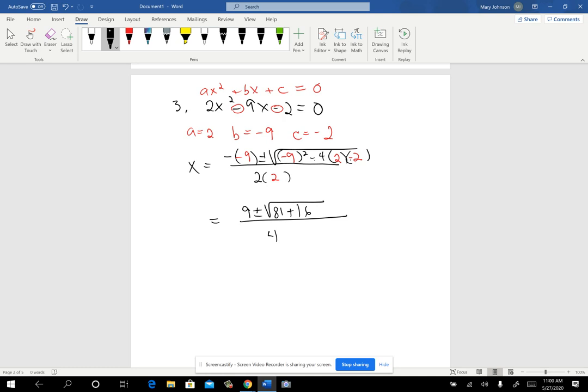See, the negative 9 is in parentheses, so make sure you understand why that's always going to be positive in the beginning. And then here we had one negative, but then we had another negative, and a negative times a negative is why that turned out to be positive. And then 4 times 2 times 2. Okay, so we're to the point where we have 9 plus or minus the square root of 97 over 4.